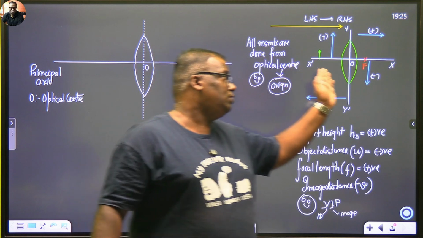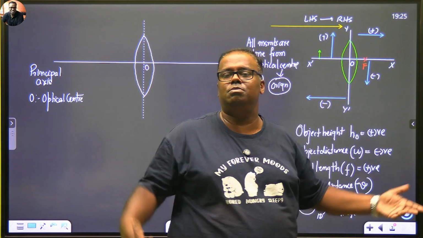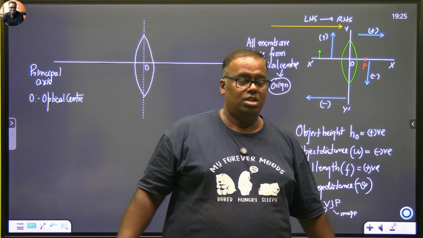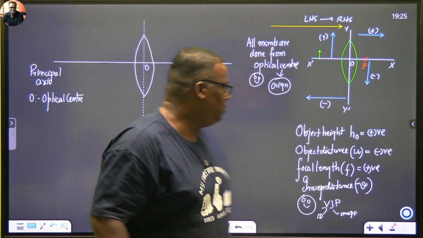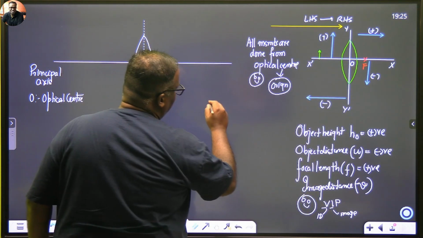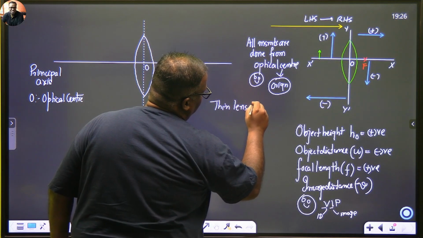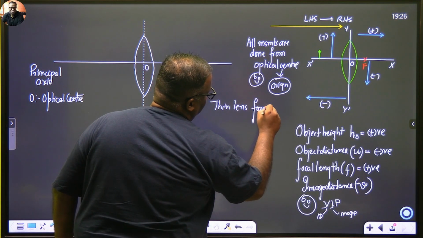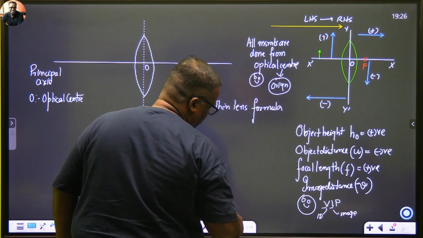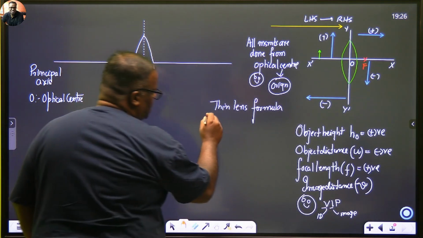If the image is formed on this side, we will say the image distance is positive. Sir, how do you know which side the image will form? For this, we use something known as the thin lens formula, or the lens maker's formula, or we call it simply the lens formula. The lens formula stands like this.